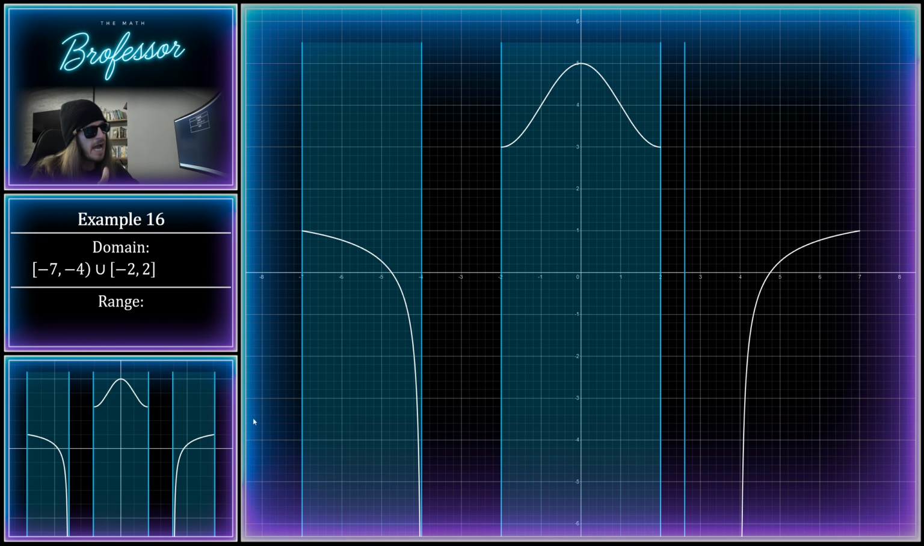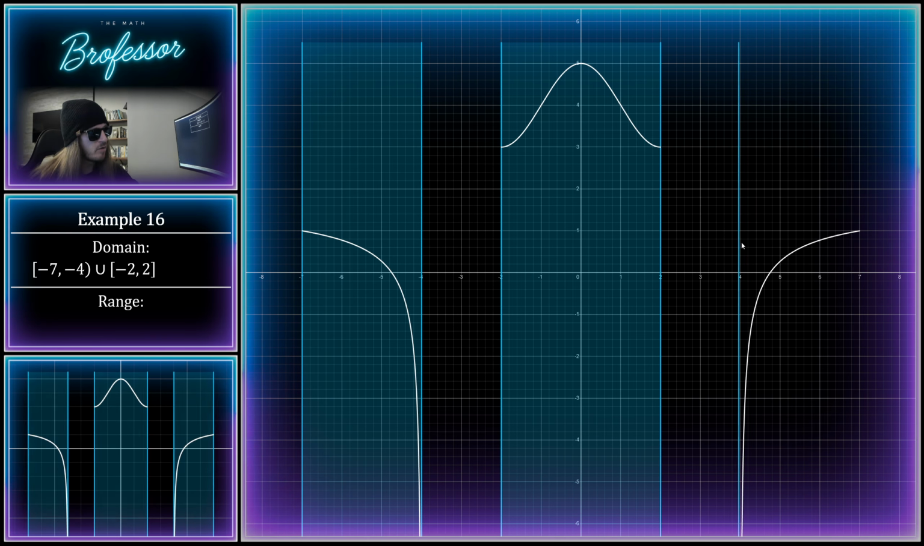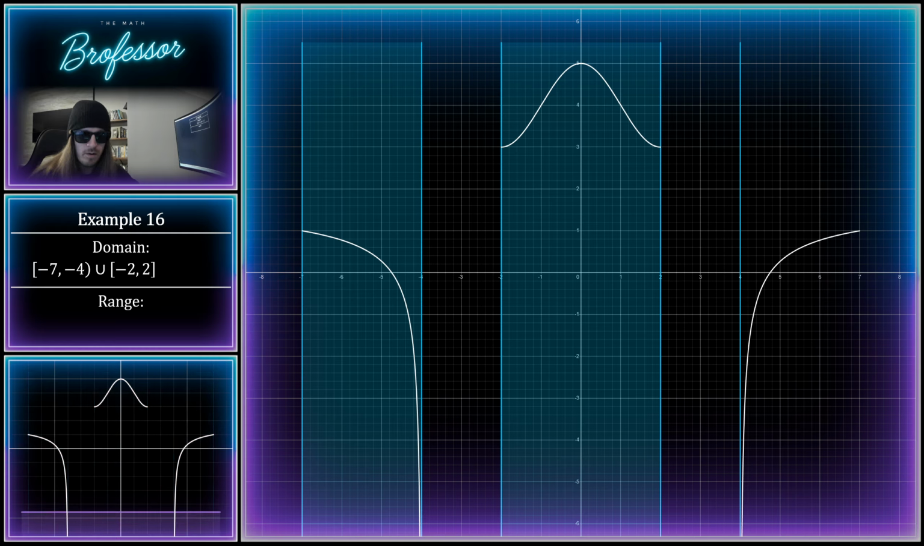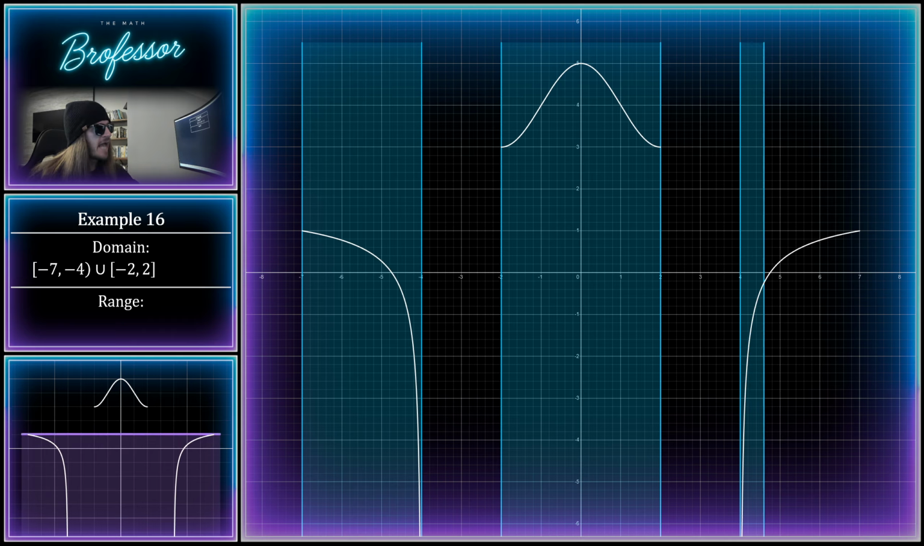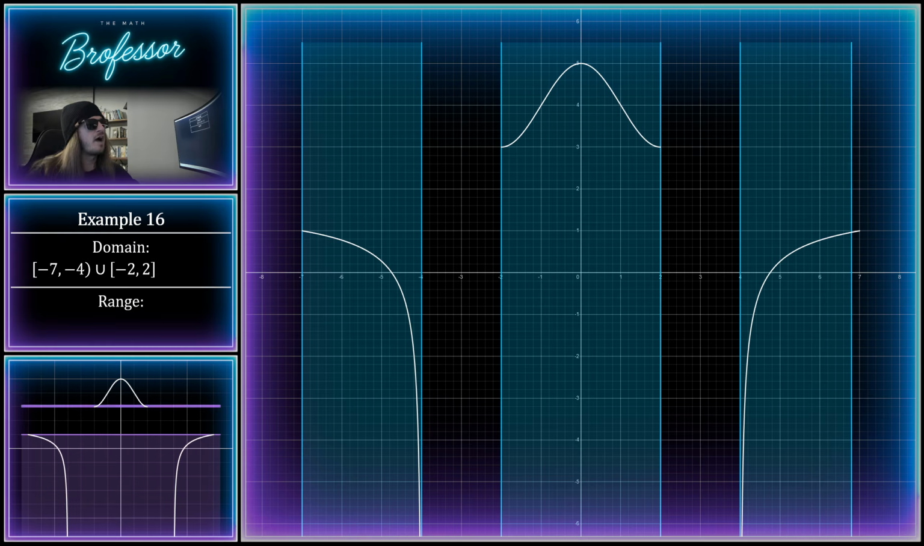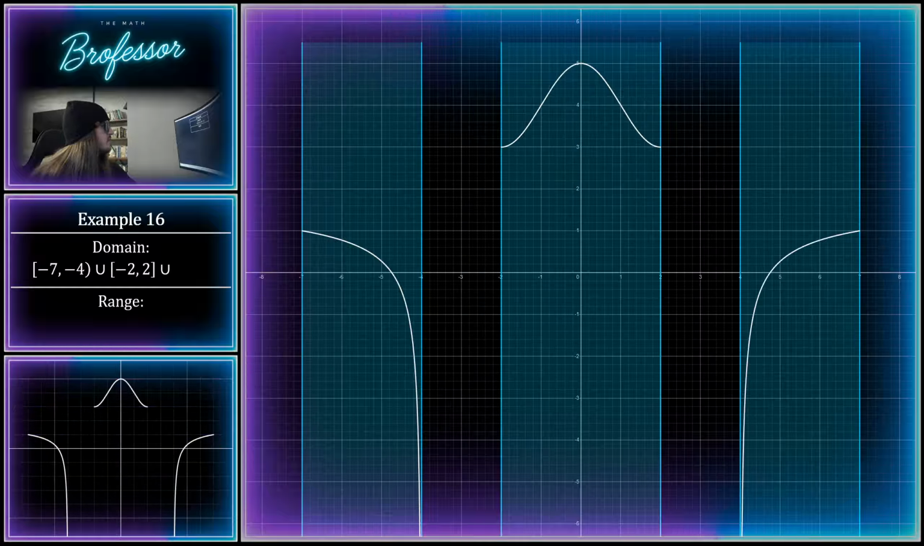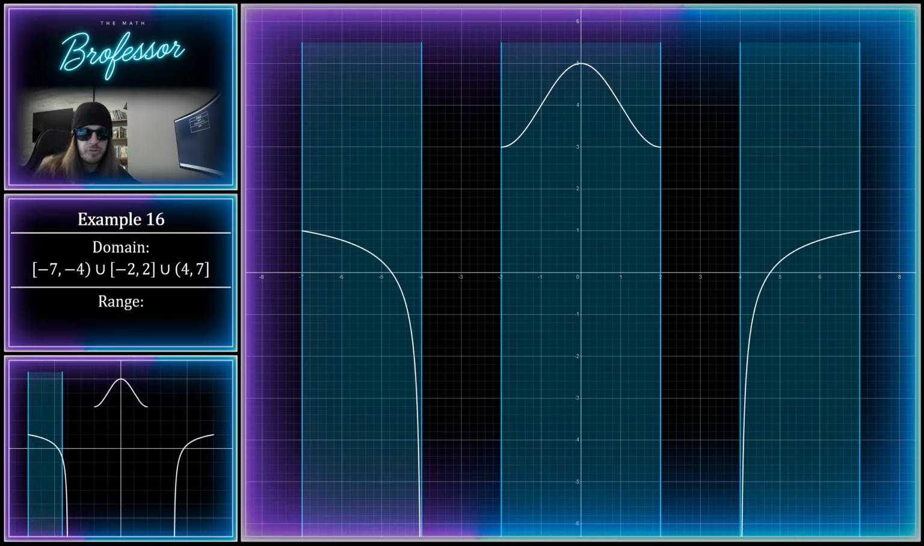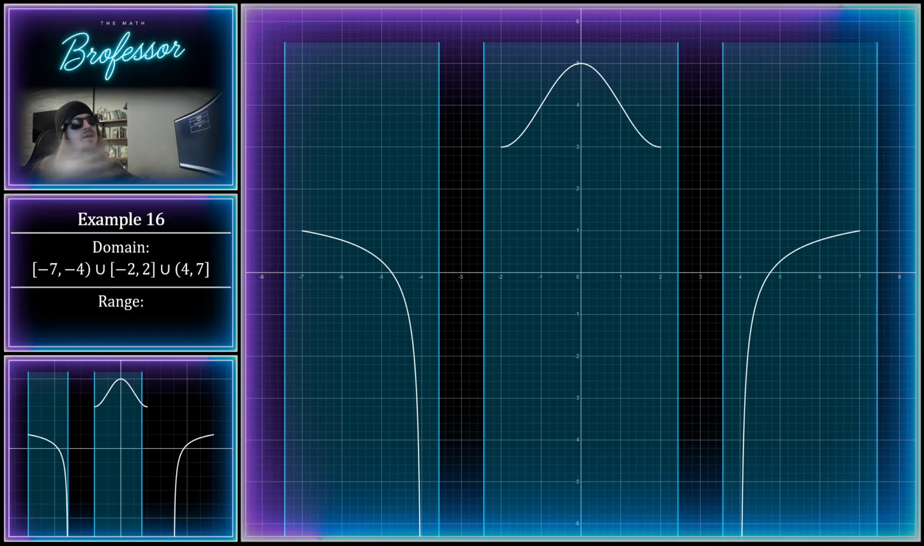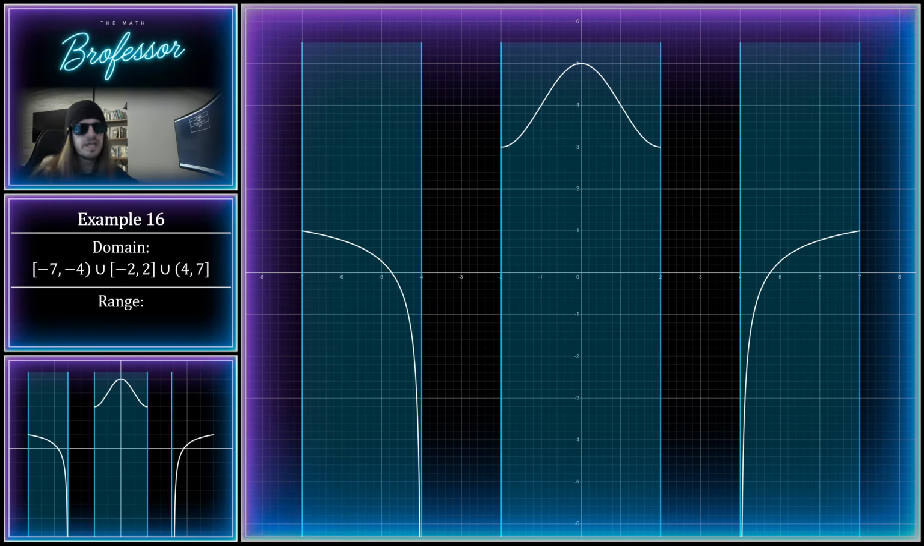Let's clear this gap until we hit our second vertical asymptote at x equals 4. And then scanning across until we reach the end of this graph at 7. So this last piece is 4 to 7, parenthesis on the 4, bracket on the 7, with another union symbol in between those. And there you go. Here's your full domain with 3 intervals. And we can see all 3 pieces right here. And each of these 3 pieces is boxed in on the left and the right individually for our 3 intervals.